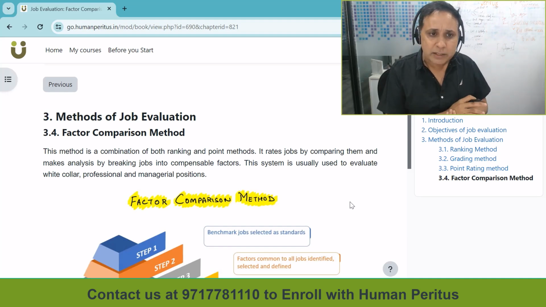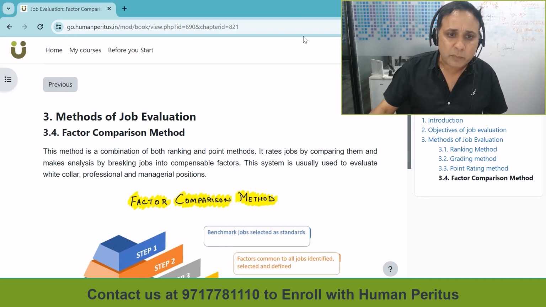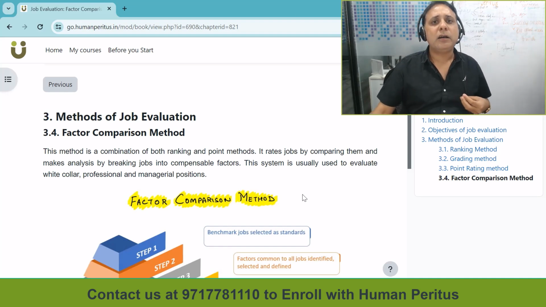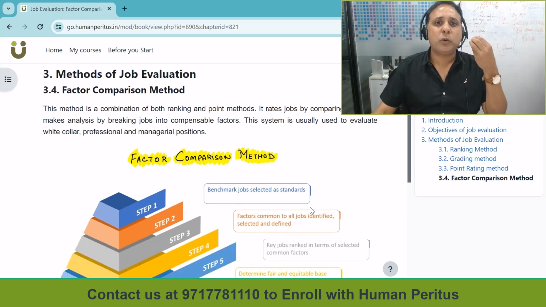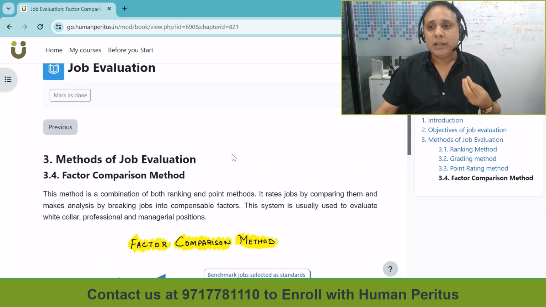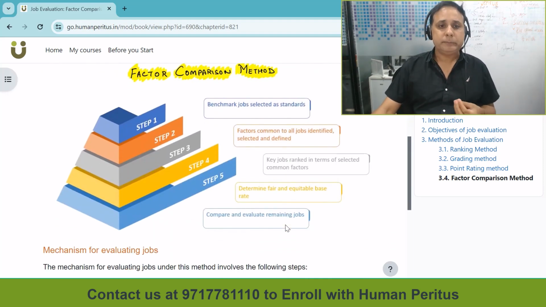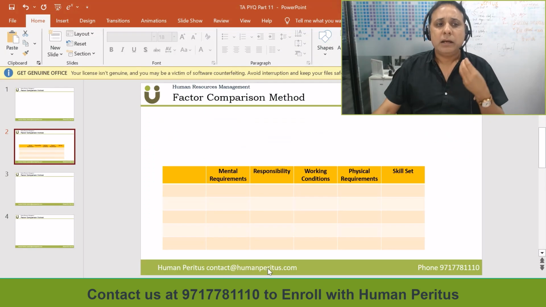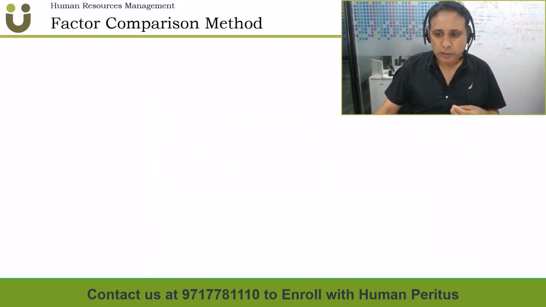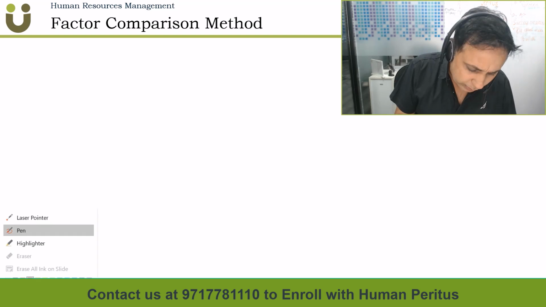So there are various methods. One of the methods is factor comparison method, and it's a quantitative method. It's not a qualitative method. It's a quantitative method, just like point rating method. So guys, these are various steps of this method, but just to simplify it, let me explain what this method does. Okay.